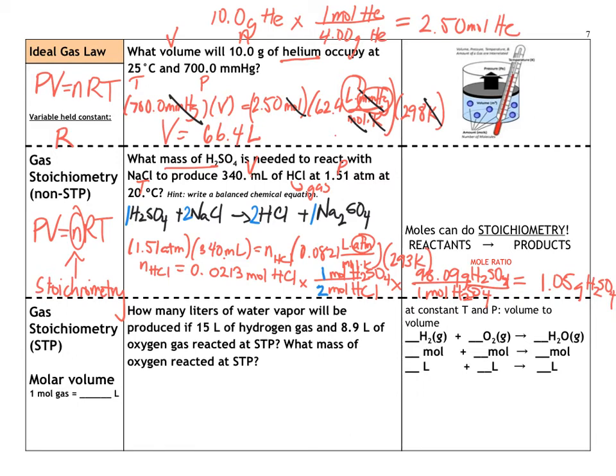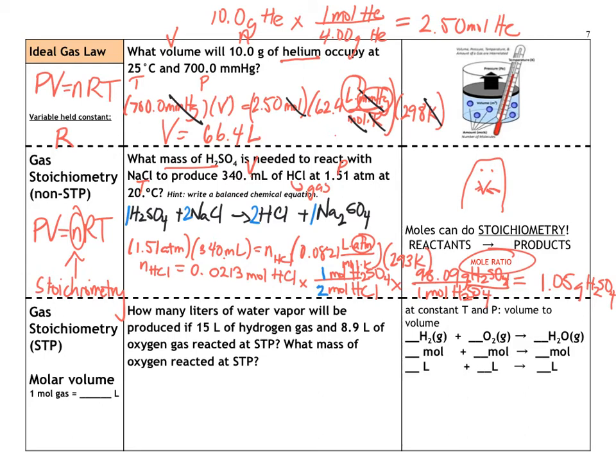Now in stoichiometry, usually you have an image of a mole here. And so only moles can do stoichiometry through what is called the mole ratio.